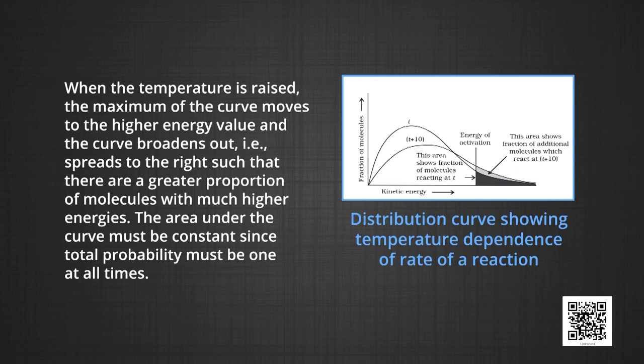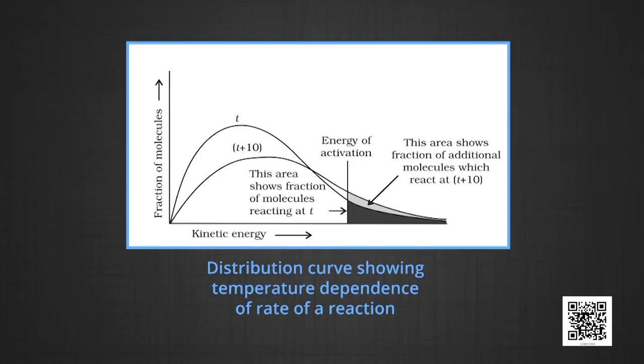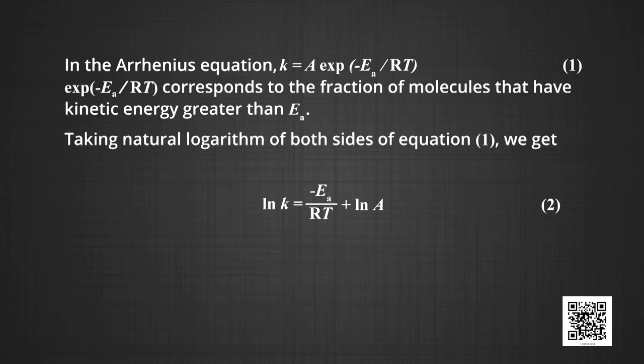We can mark the position of Ea on the Maxwell-Boltzmann distribution curve. Increasing the temperature of the substance increases the fraction of the molecules which collide with energies greater than activation energy. It is clear from the diagram that in the curve at T plus 10 degrees Celsius, the area showing the fraction of the molecules having energy equal to or greater than activation energy gets doubled, leading to a doubling of the rate of reaction. In the Arrhenius equation, the factor exponential minus Ea by RT corresponds to the fraction of the molecules that have kinetic energy greater than activation energy.